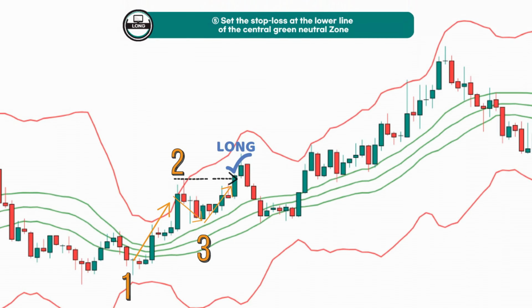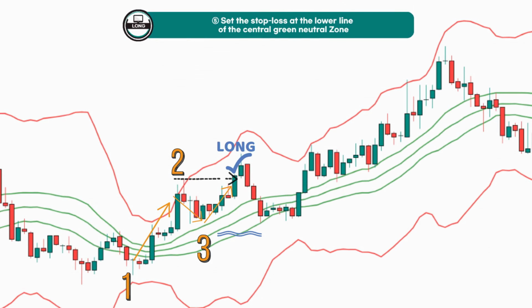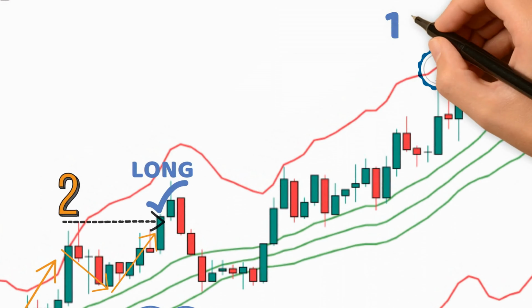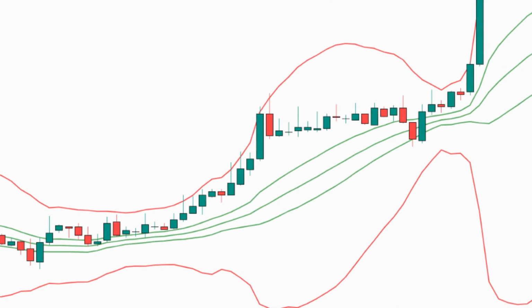Set the stop loss at the lower line of the central green neutral zone, and take profit at the 1 to 1.5 risk-reward ratio or when the candle touches the upper band. In this example, you can see the profit being taken at the 1 to 1.5. Let's look at another long position example.